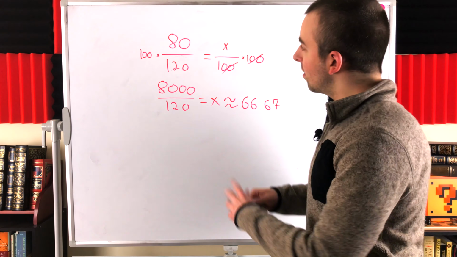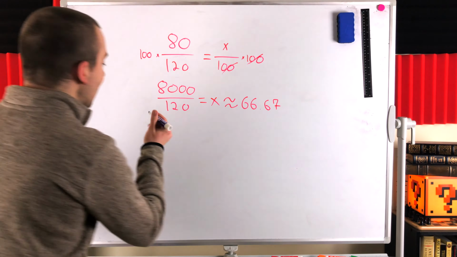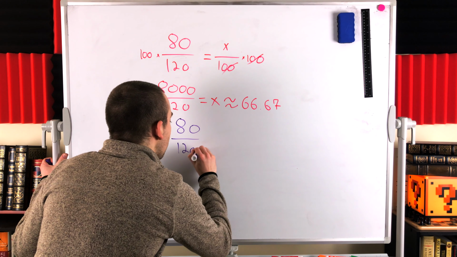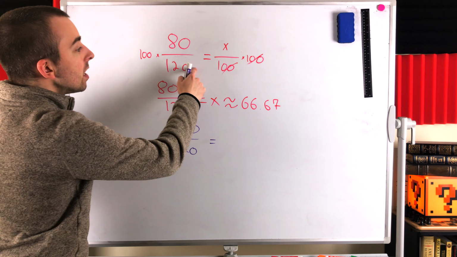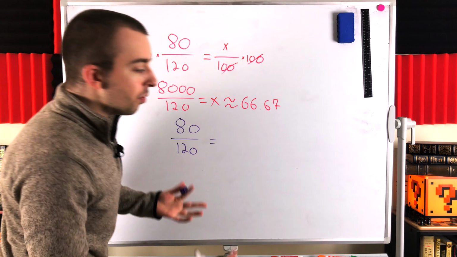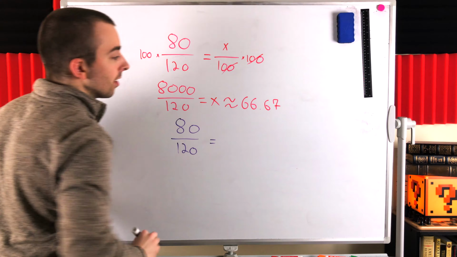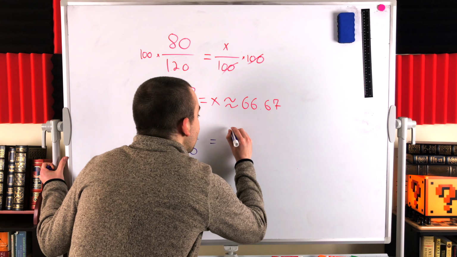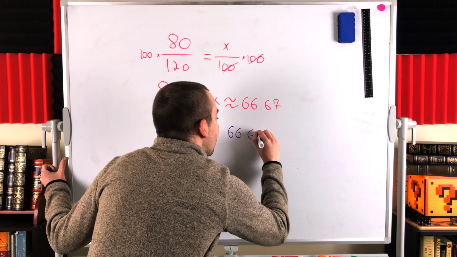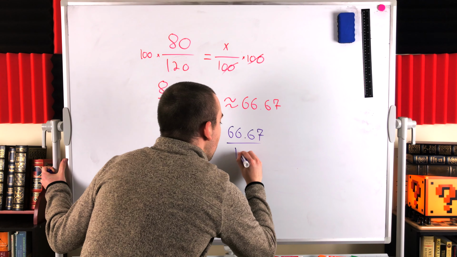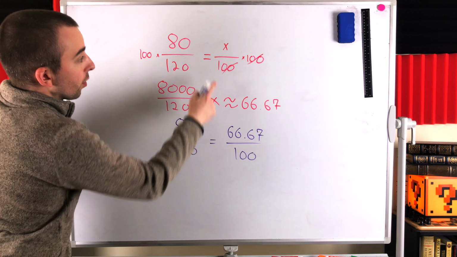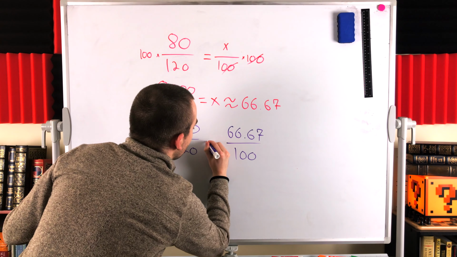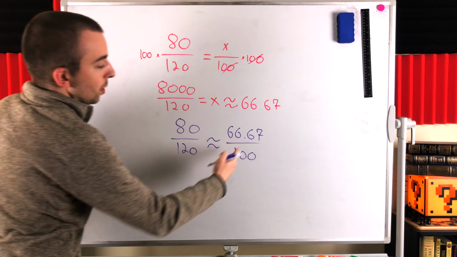All right, now what does this mean? Well, this means that 80 over 120, our original fraction, when we set that equal to x over 100, we found that x was about 66.67. That means that 80 over 120 is equal to 66.67 divided by 100, because we solved for x in this equality. And if you wanted to be picky, you could say this is only approximately because we had to round.